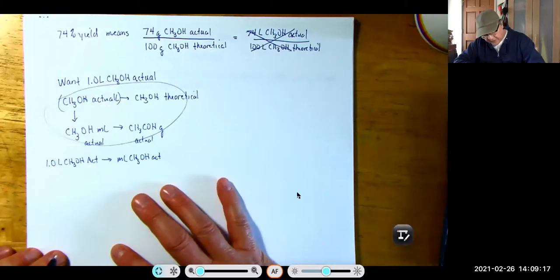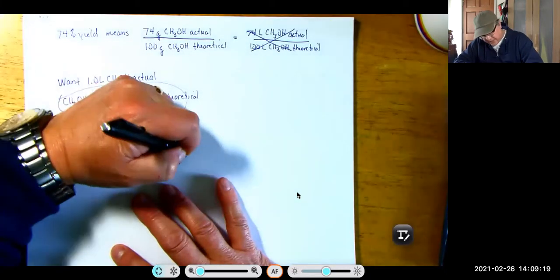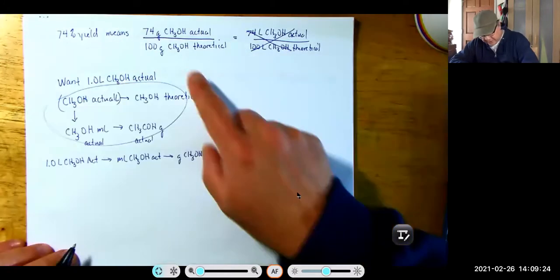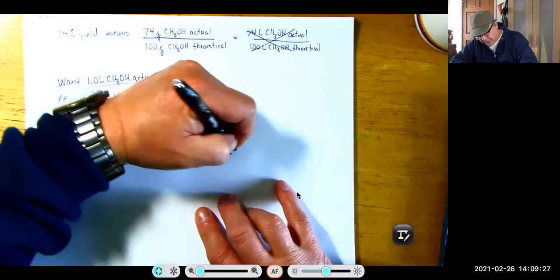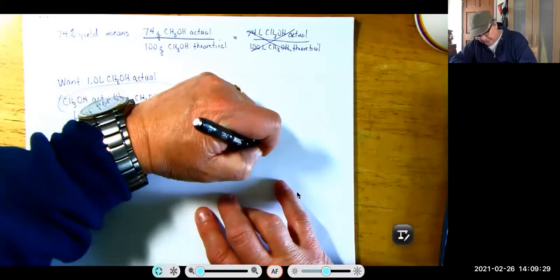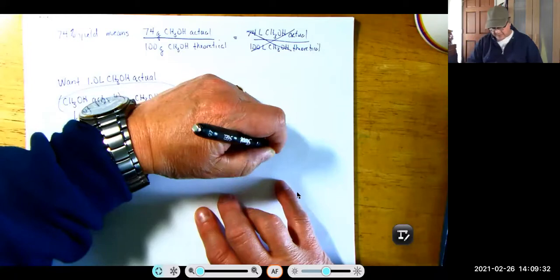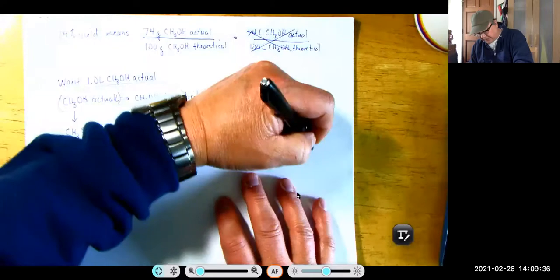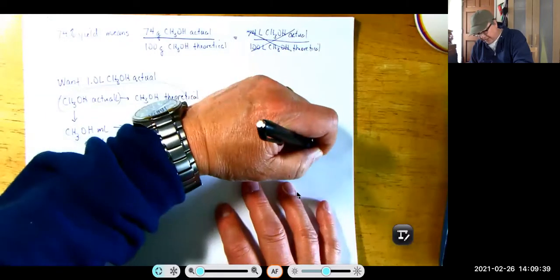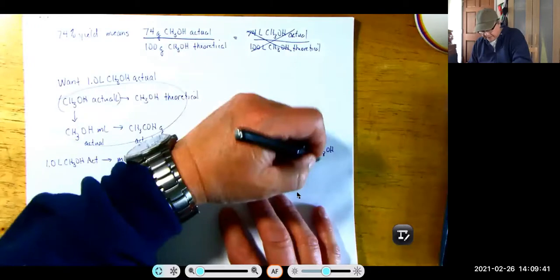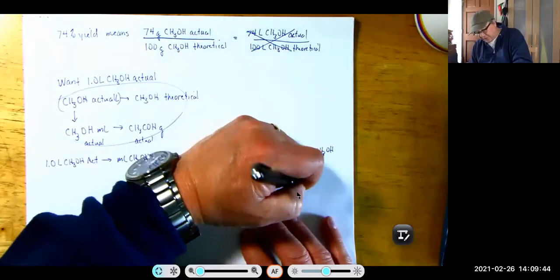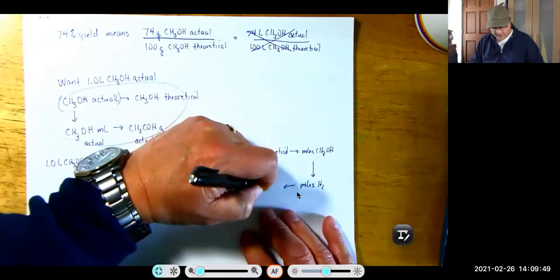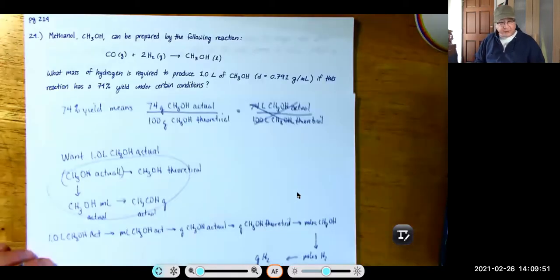I'm going to convert that into grams of CH3OH actual. And then I can use this to convert it into grams of CH3OH theoretical that I want. And then once I have this, I can get moles of CH3OH. And then I'm going to bring this on down, get moles of H2, and then I can get grams of H2, because I think originally that's what they wanted. What mass of hydrogen is required?